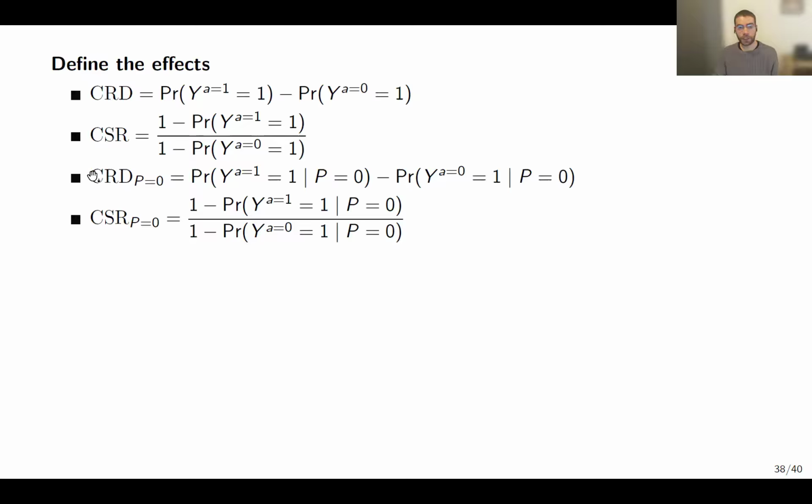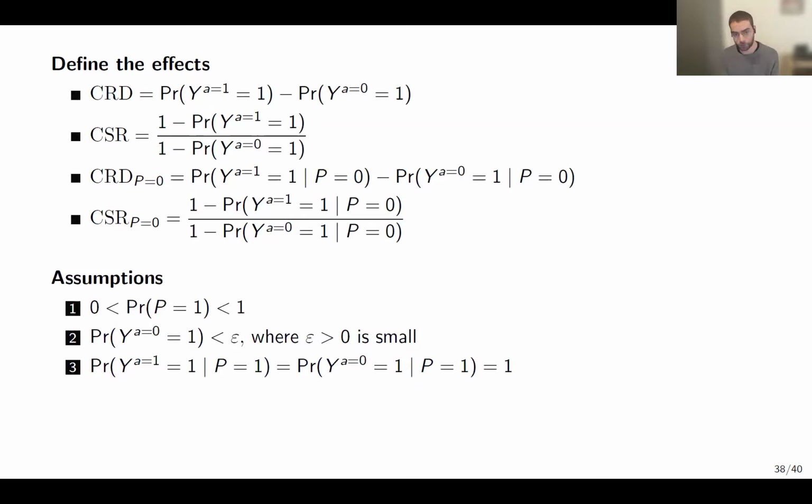And then you can define the same causal effects, but conditional on P equals 0, where P is just a binary variable that tells me if you are a prevalent case at baseline or not. So if P equals 1, you are a prevalent case at baseline. P equals 0, you are not a prevalent case at baseline. And now, under this simple set of assumptions, obviously it's an uninteresting case where there are no prevalent cases at all, because then it makes no difference if you exclude them or not. But let's say there are some prevalent cases, but not all the individuals in the trial are prevalent cases.